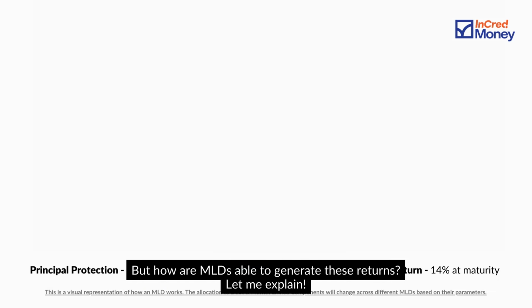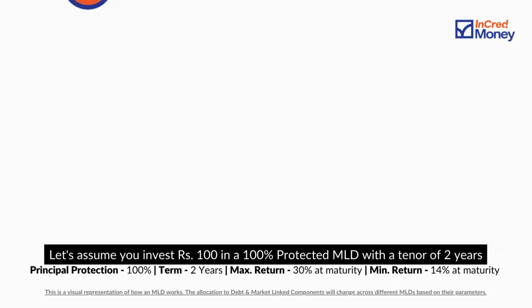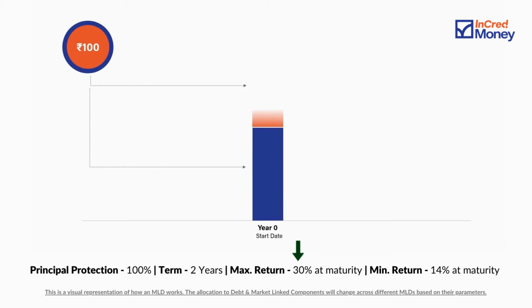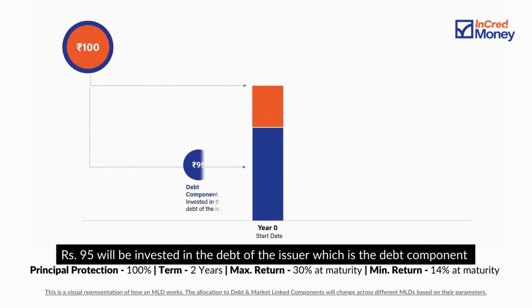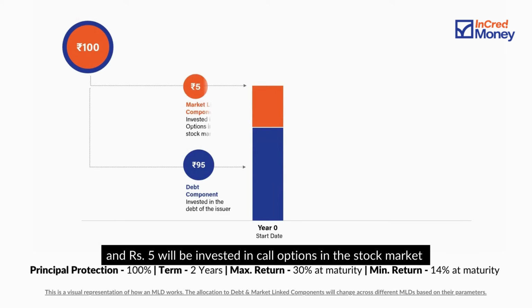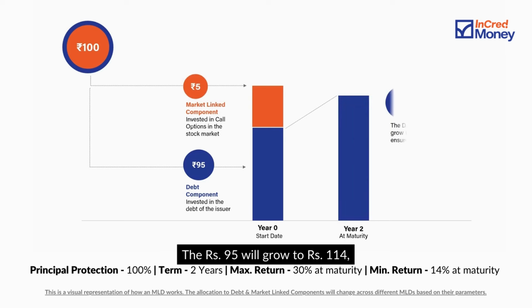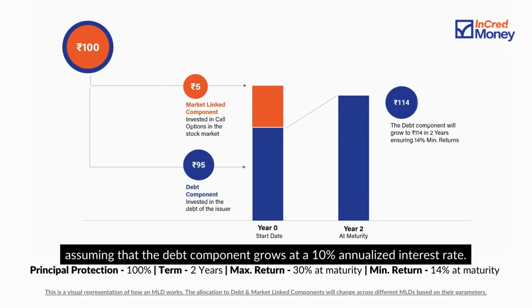Let me explain. Let's assume you invest 100 rupees in a 100% protected MLD with a tenor of 2 years where the minimum return is 14% and the maximum return is 30%. 95 rupees will be invested in the debt of the issuer, which is the debt component, and 5 rupees will be invested in the call options in the stock market, which is the market-linked component. The 95 rupees will grow to 114 rupees, assuming that the debt component grows at a 10% annualized interest rate.